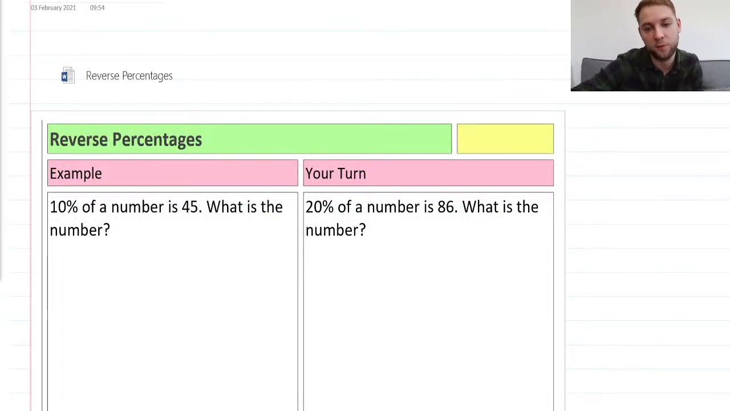Okay, so today we're looking at reverse percentages. The thing with reverse percentages is it's all about your starting point. This is why I always used to write down 100% is equal to this. If you understand the starting point, then it becomes really easy.